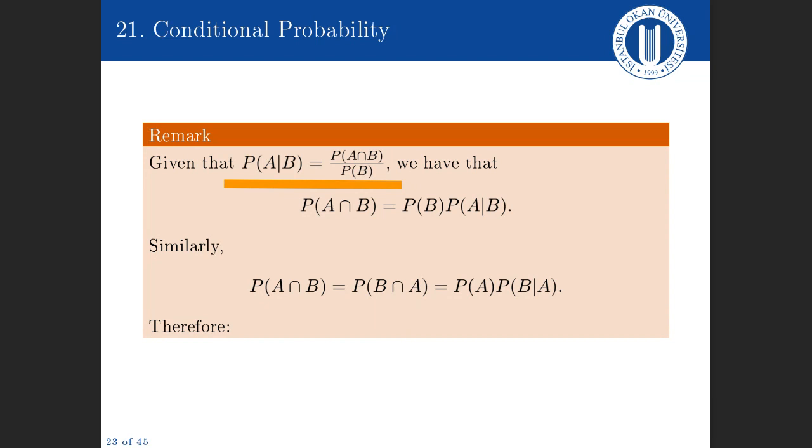But remember, A intersection B is just the same as B intersection A. And using this formula, but just swapping the positions of A and B, we get the probability of A multiplied by the probability of B given A. So that means these two things must be equal. The probability of B multiplied by the probability of A given B must be the same as the probability of A multiplied by the probability of B given A. Let's write that as a theorem.